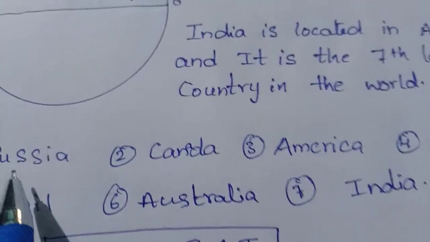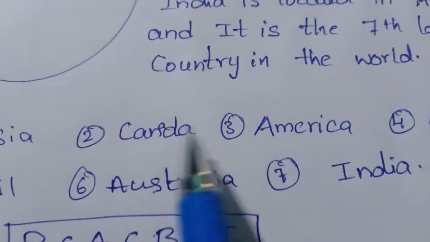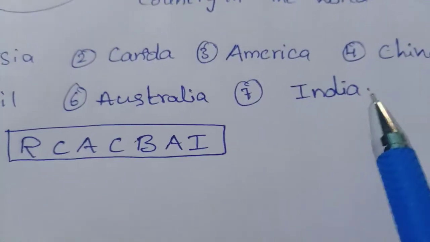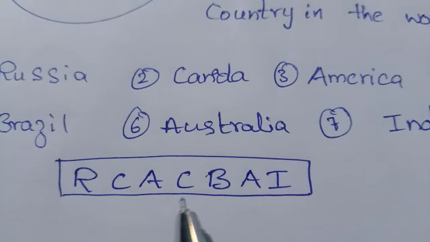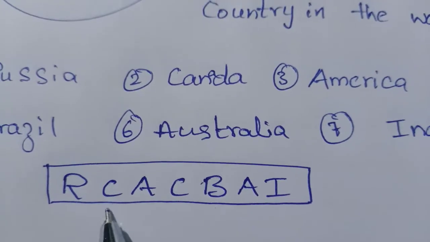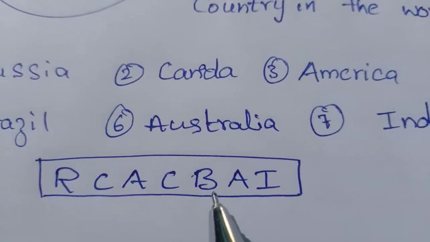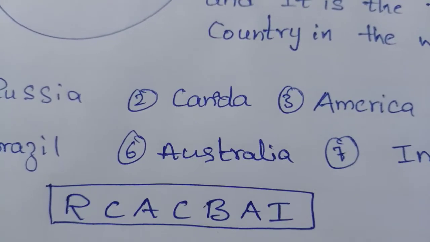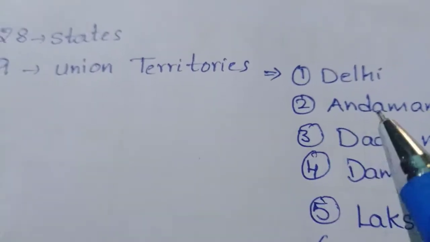First largest country, Russia, Canada, America, China, Brazil, Australia and India. Remember this code, you can remember all the countries. So India is the 7th largest country and India has 28 states and 9 union territories.